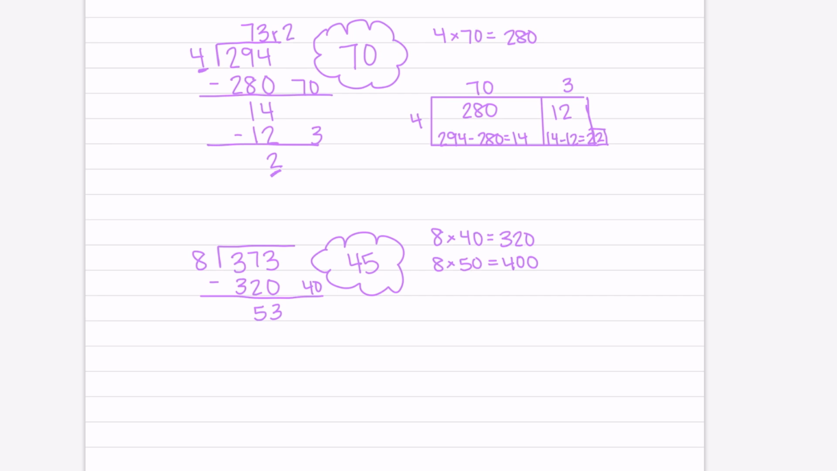I know that 8 times 7 is 56, which is too much here, so I'm going to go to 8 times 6, which is 48. My difference is 5. So my quotient is 46, remainder 5, which is very reasonable to my estimate. Let's look at what that would look like on an area model.